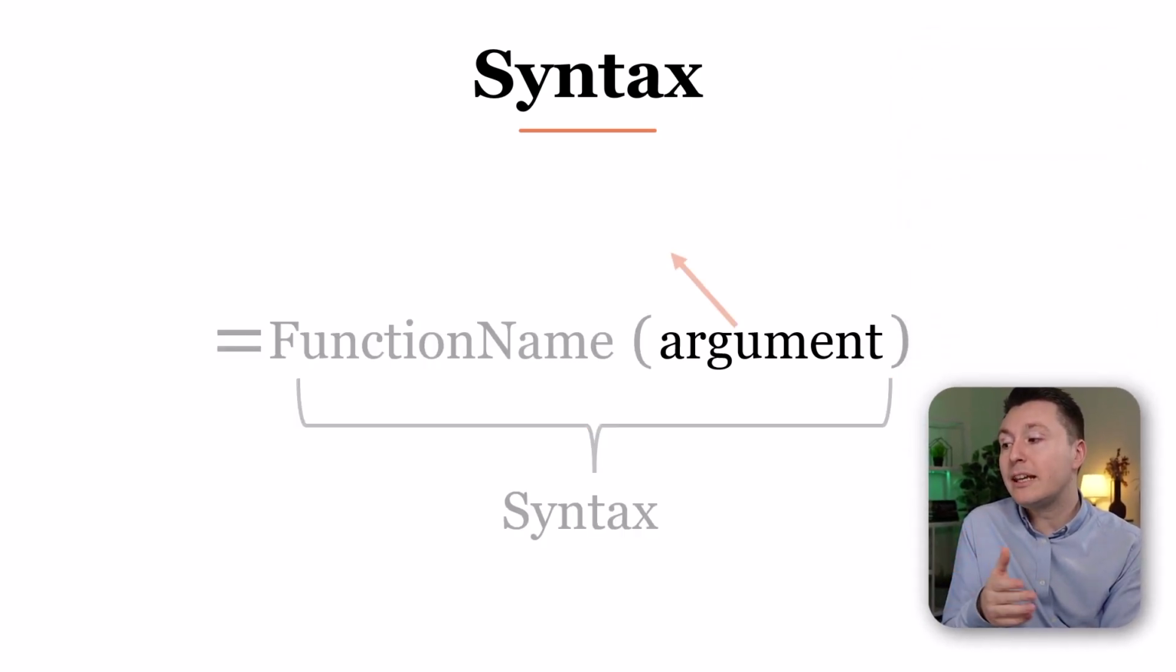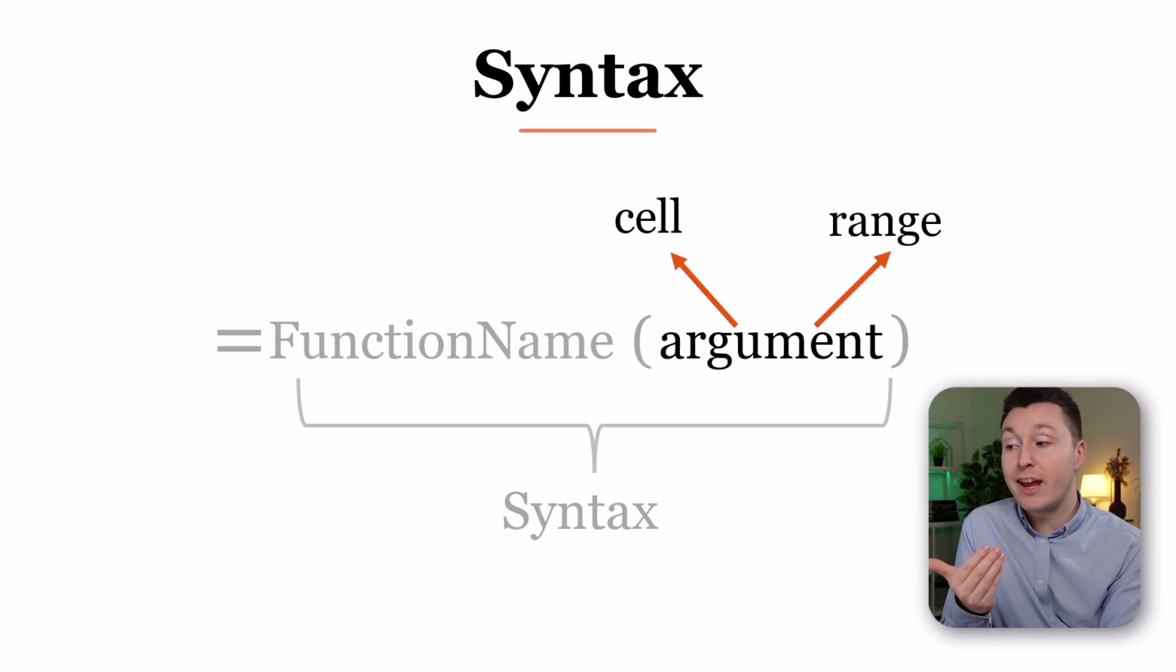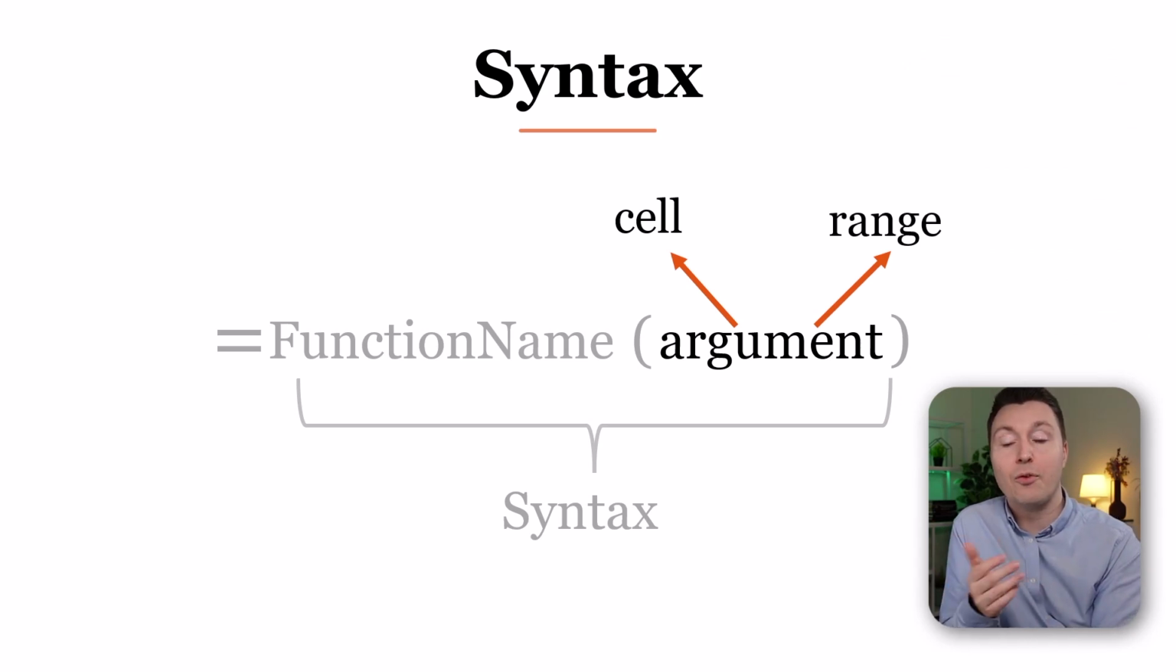Now, an argument can be a cell and it can be a range, which is just another word for a group of adjacent cells. It could also be true or false, or 1 or 0, or text, or something else. But typically it's a cell or a range, at least here with the simple beginner functions.